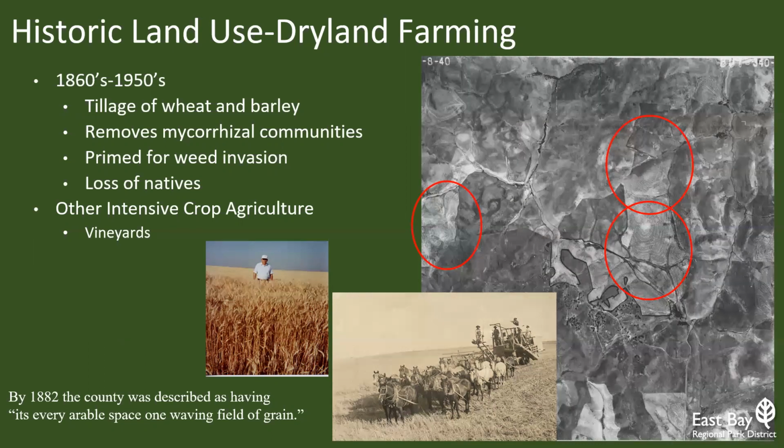The picture of the man in the middle is a local farmer who grew this wheat right on the slopes, the backside of Brushy Peak. I like this quote: by 1882, the county, being Contra Costa, was described as having its every arable space one waving field of grain.